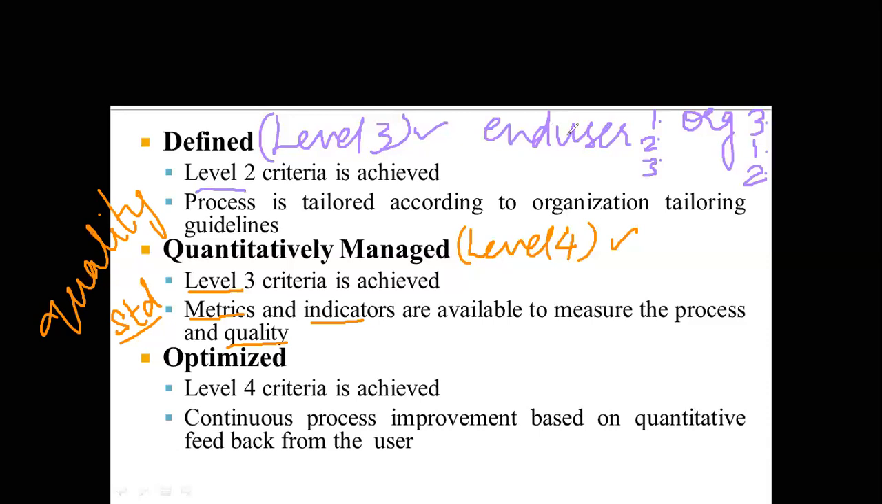Whereas the next level is Optimized. This is your level 5.